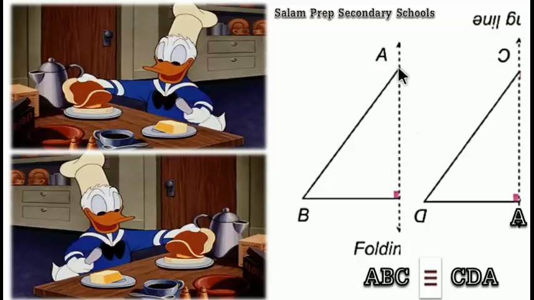The first triangle A, B, C. The second triangle C, A, D. Now we have two triangles, triangle A B C and triangle C D A. Now we can say A B C is congruent to C D A. Again, triangle A B C is congruent to C D A.